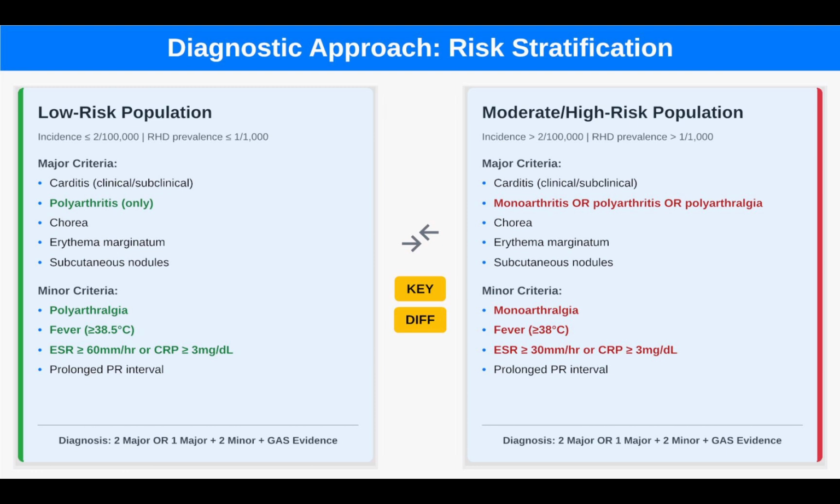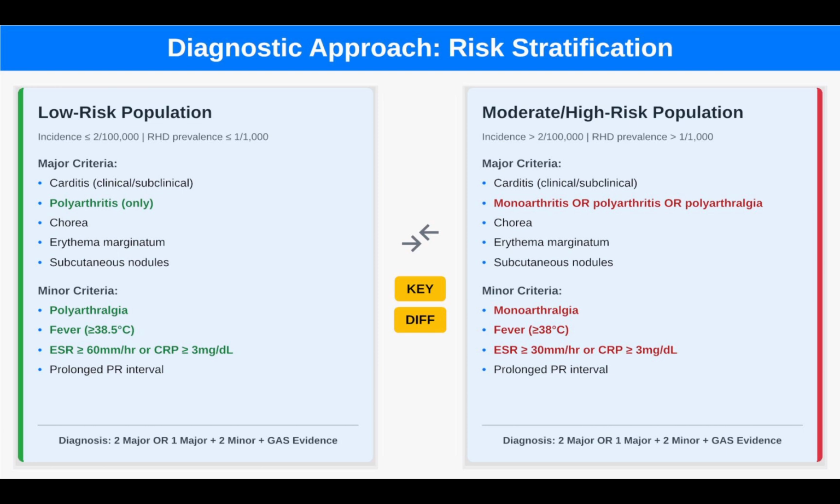Now we encounter a critical strategy: risk stratification in diagnosis. This is pivotal for us in India, as the guidelines specifically adapt the Jones criteria based on the population's acute rheumatic fever risk. Let's imagine two scenarios. First, low risk populations. These are areas with very low incidence of acute rheumatic fever, less than 2 cases per 1 lakh school age children, or low prevalence of RHD.